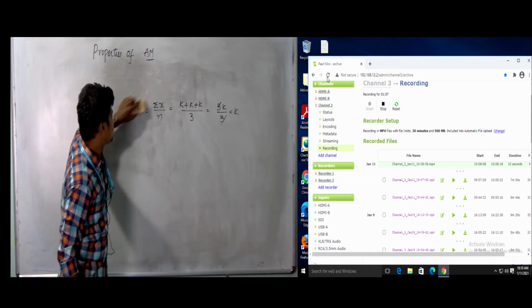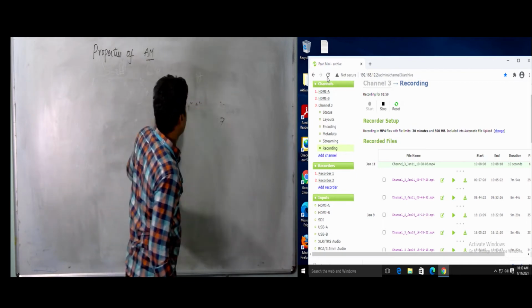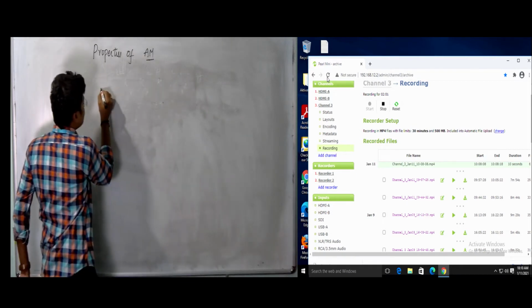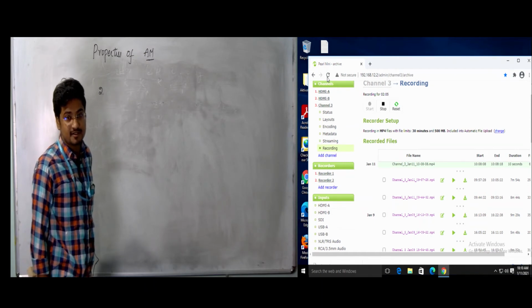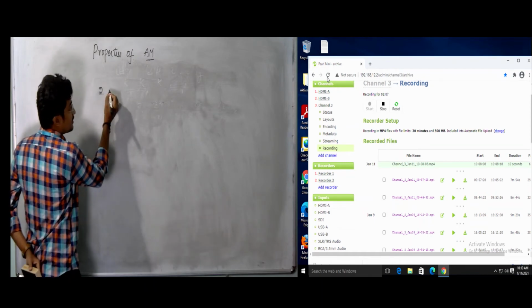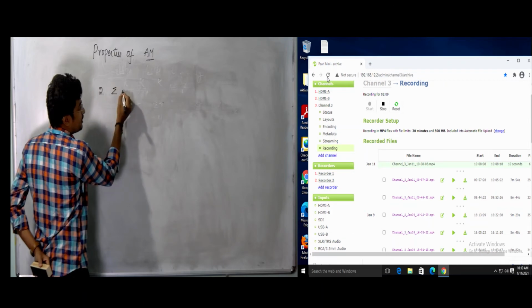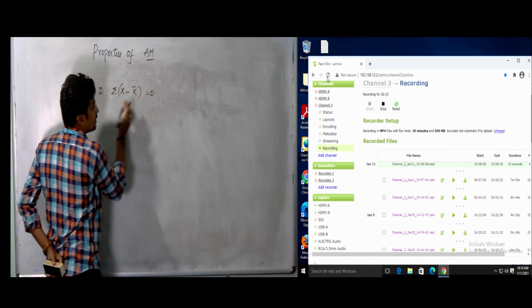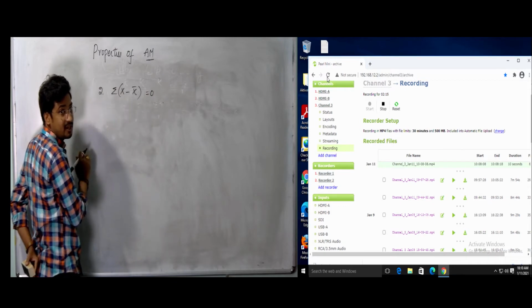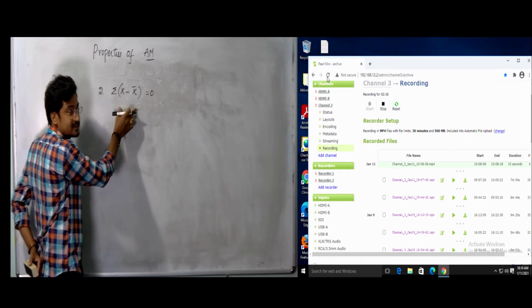Second property. The sum of the deviations is 0 when the deviations are taken from arithmetic mean. Symbolically, summation x minus x bar equals 0.